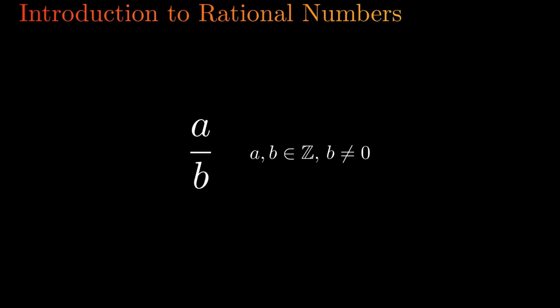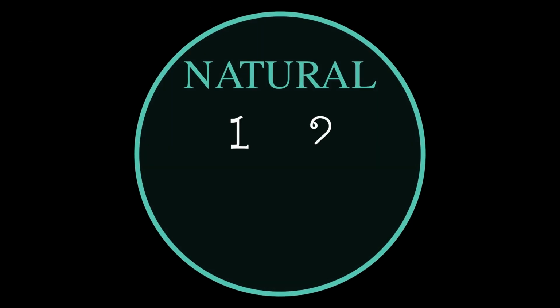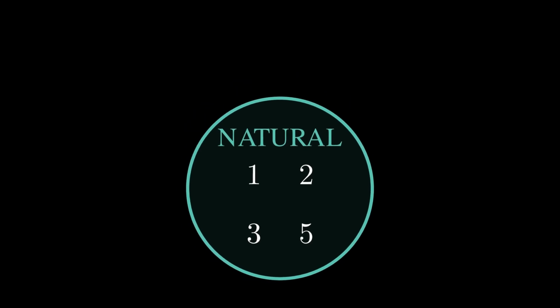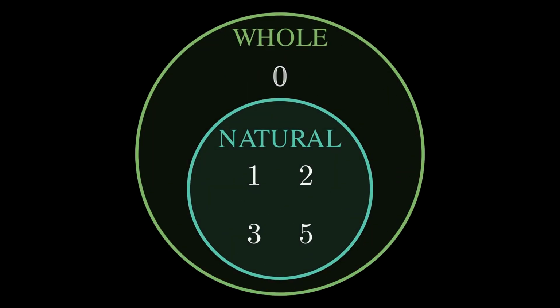Think of numbers like a set of nesting boxes or Russian nesting dolls. At the very center, we have the natural numbers. These are your counting numbers, 1, 2, 3, and so on. If we take the natural numbers and just add the number 0, we get the whole numbers. Notice how the natural numbers are inside the whole numbers? Every natural number is also a whole number.